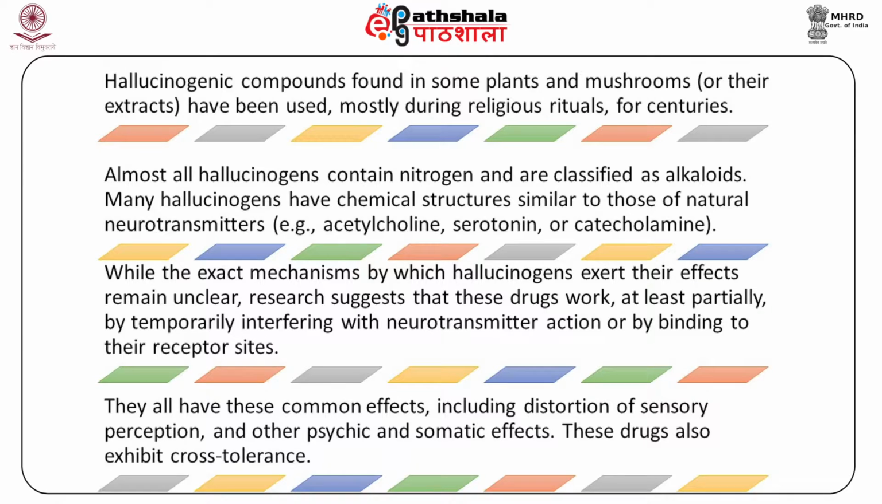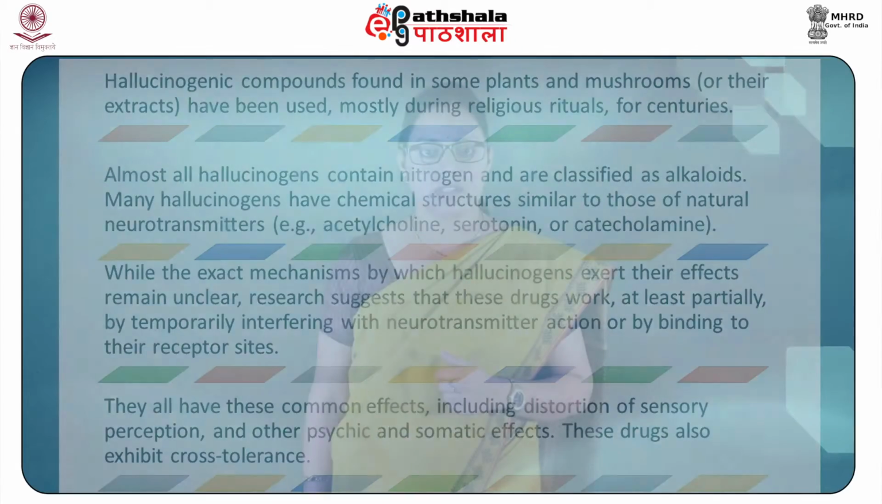They all have these common effects, including distortion of sensory perception and other psychic and somatic effects. These drugs also exhibit cross tolerance. This means that the user of a hallucinogenic drug develops a higher tolerance to hallucinogens with more usage and a shorter time span in between last usages. Hallucinogens have been used in history for many reasons, but cultural and religious are the main ones. For example, the drug mescaline was used in Native American society as a part of their ritual ceremonies. In the 60s and the 70s, its usage became popular with the coming of the hippie movement.